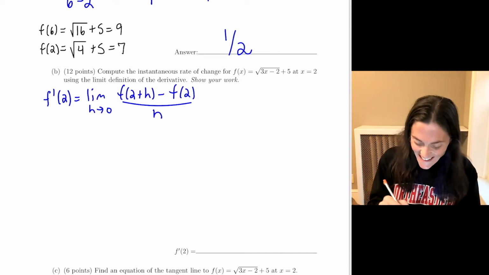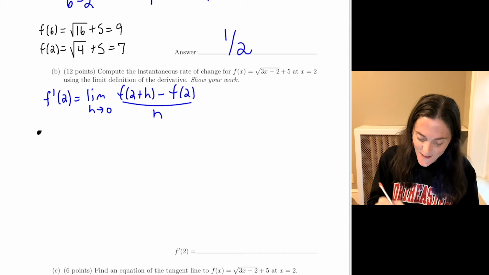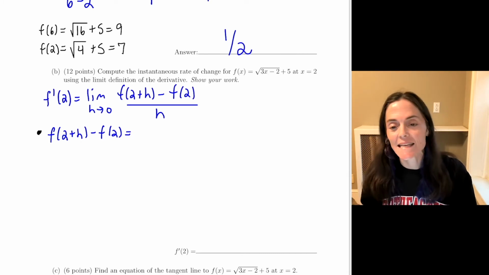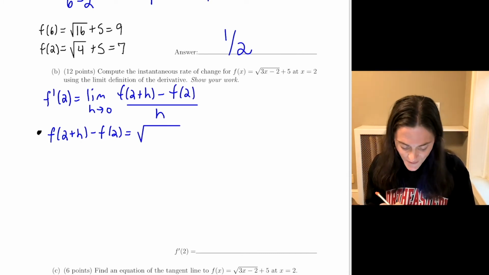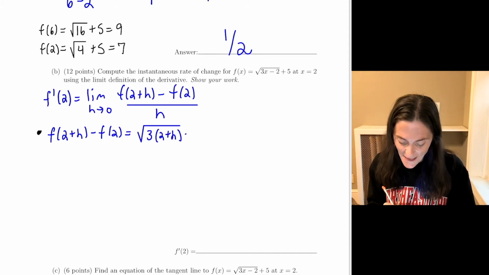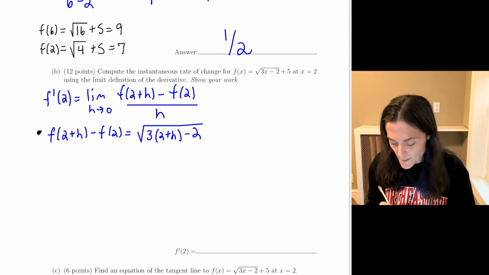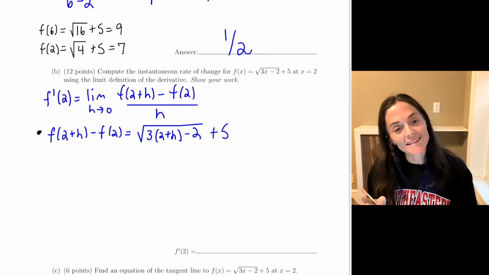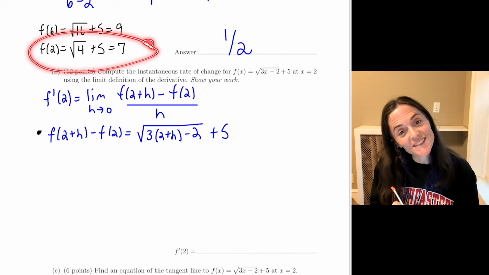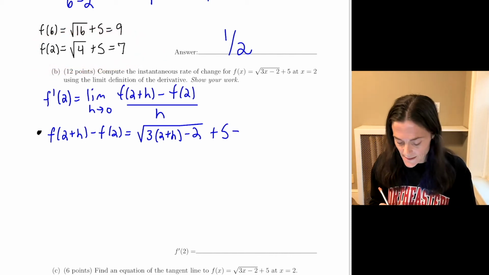Well, I typically will start with the numerator. So we have f of 2 plus h minus f of 2. F of 2 plus h, well, we have the square root of 3 times 2 plus h, and then we have minus 2. And there is a plus 5. And then subtract off f of 2. Well, you see we have it right here. F of 2 is 7, so minus 7.